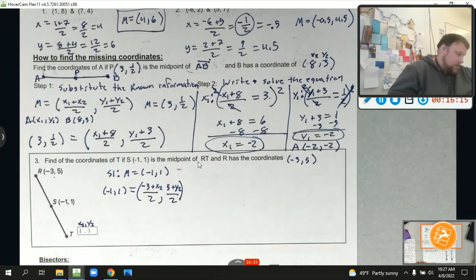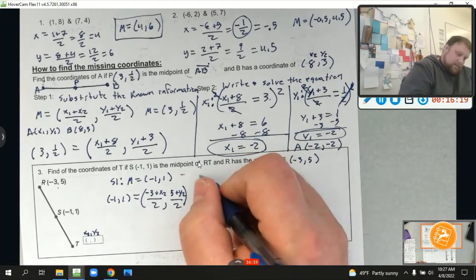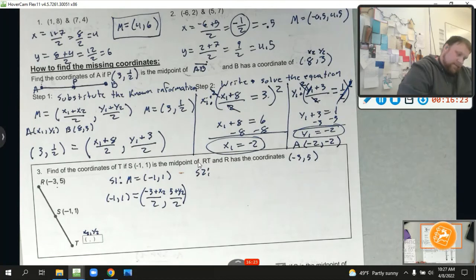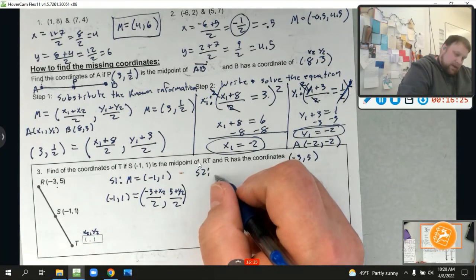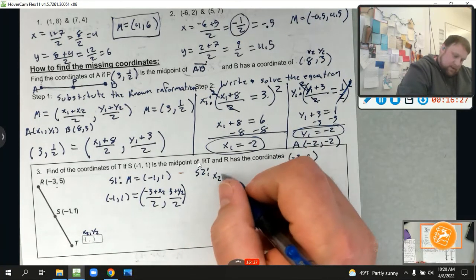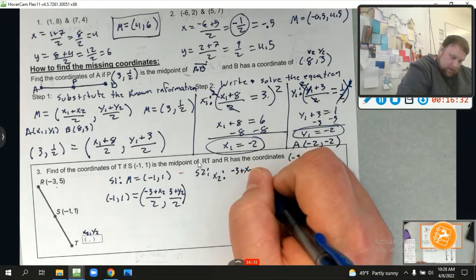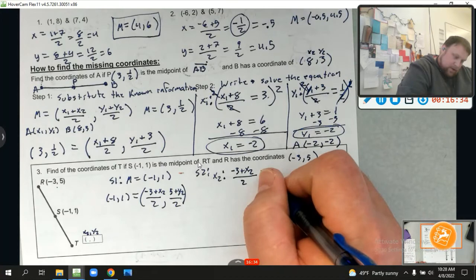Okay? And then let's do step 2. Step 2 says, hey, you know what? Let's do it one at a time. So to get my x2, I'm going to say negative 3 plus x2 all over 2 should equal negative 1.